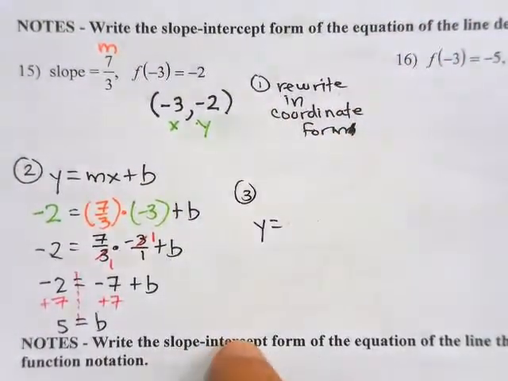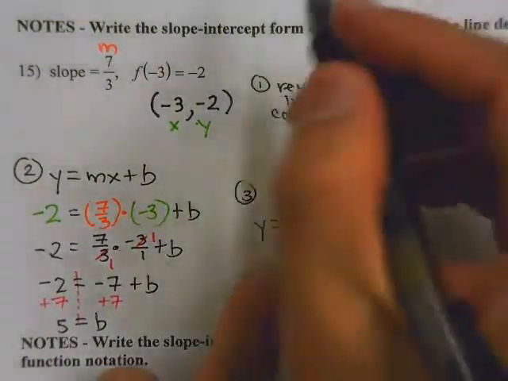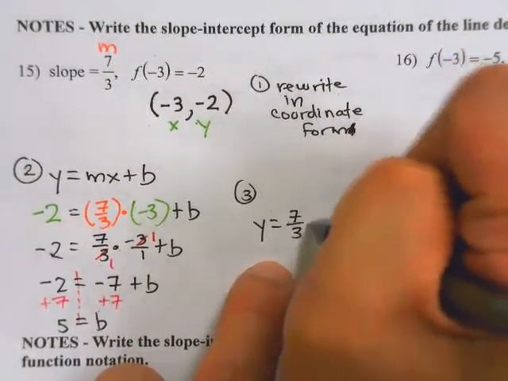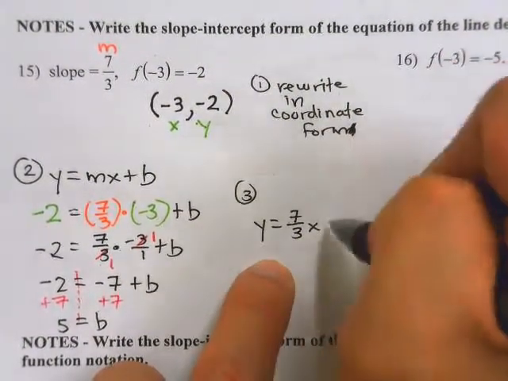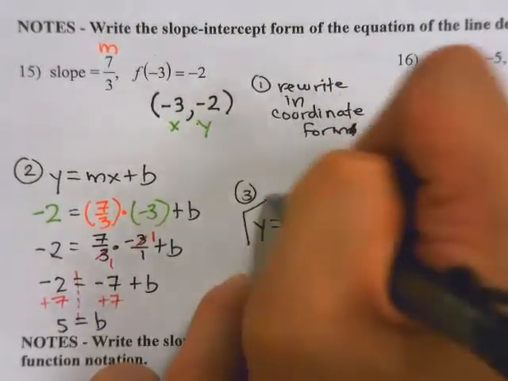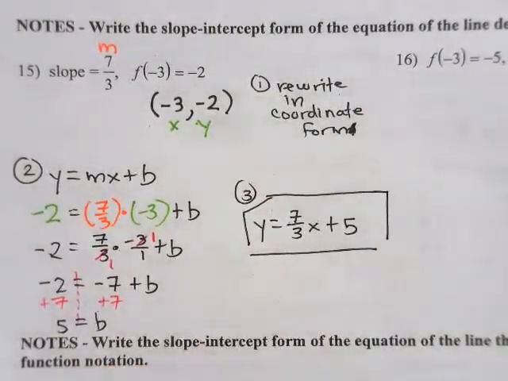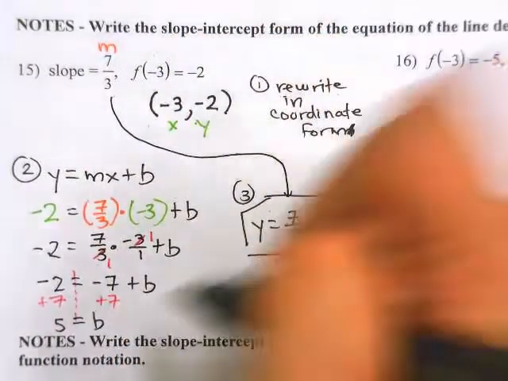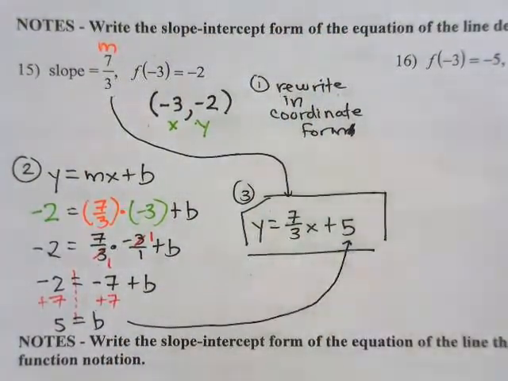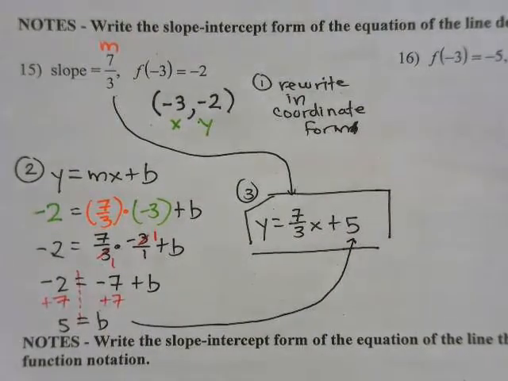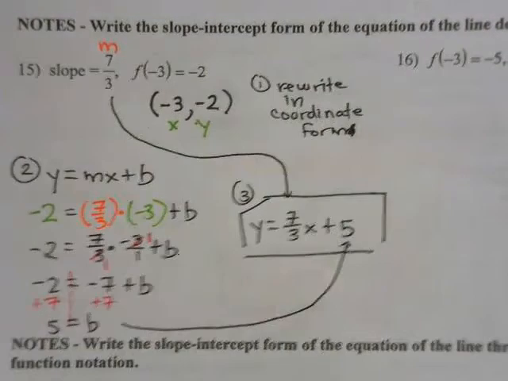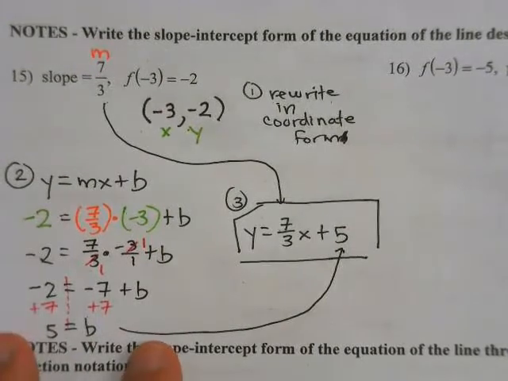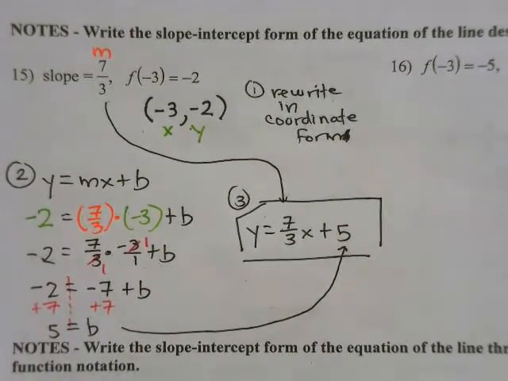What's your final equation, A4? Y equals 7/3x plus 5, yes. So please don't forget the x. So 7/3x and then plus 5. So if we were to graph this, we go 7 up and 3 to the right. 7 up. Students, any questions on 15?